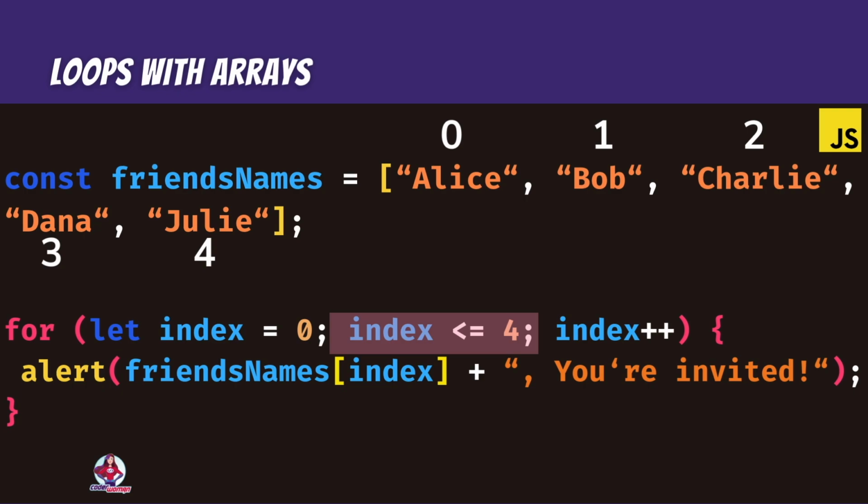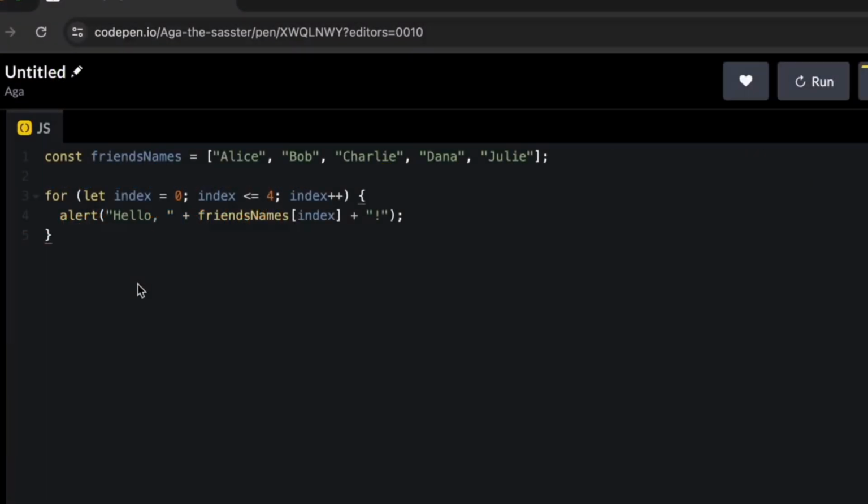4. Finally, we do what we always do in a loop. We add 1 to the index with each loop round, moving to the next array element. This way we can automate sending invitations. Moreover, inside the message, because we insert the correct value from the array, the correct name will display each time. Isn't that great? Check it out for yourself in CodePen.